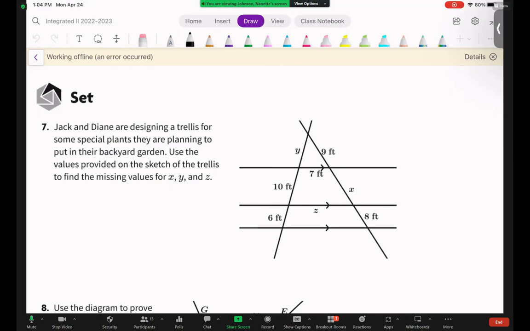Okay, so we're doing 6.4 numbers, ready, set, go, number 7. And what we're trying to do here is figure out the relationships that happen when we have this kind of picture.